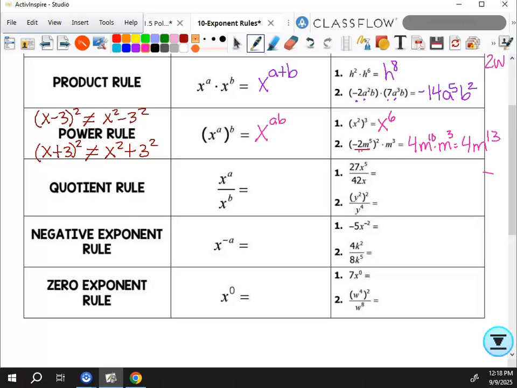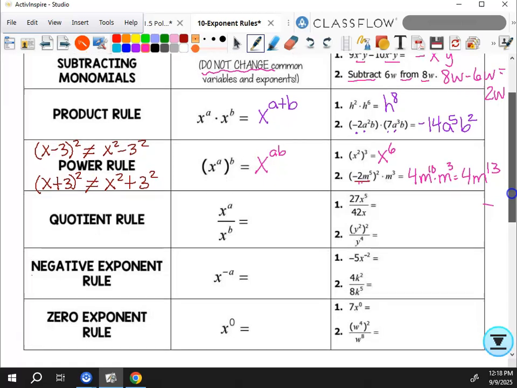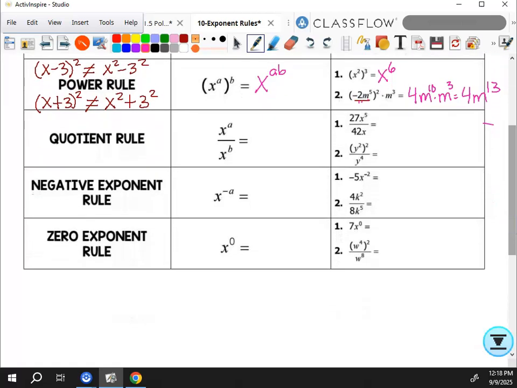Any questions about any of those rules? All sounds familiar, right? None of this is brand new. We're just reviewing and making sure we can handle all this stuff correctly. Okay.